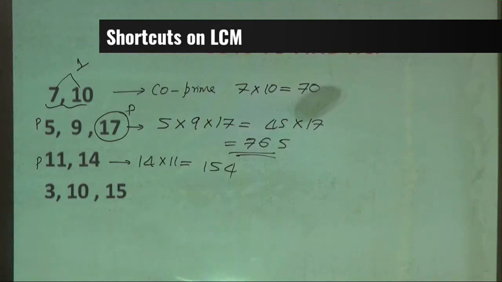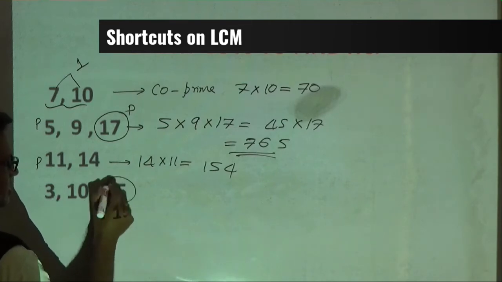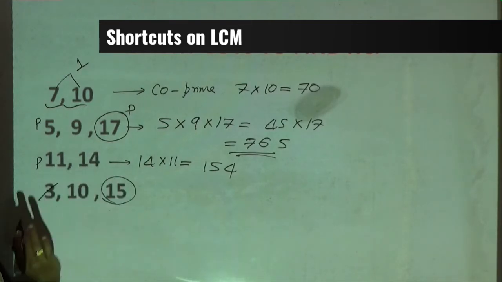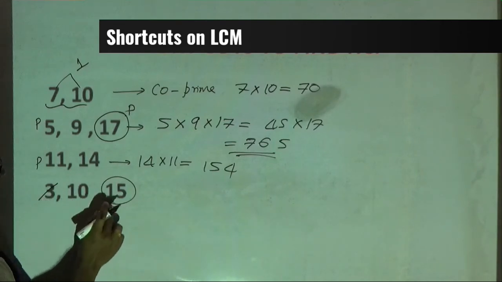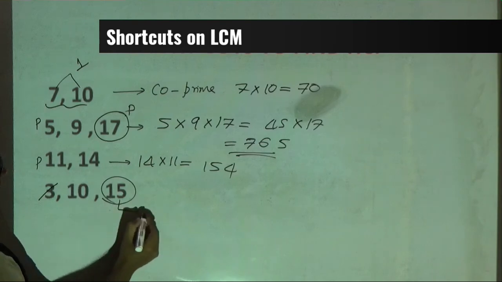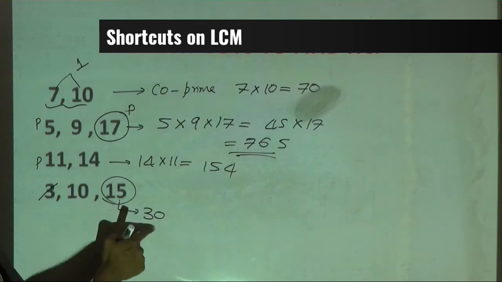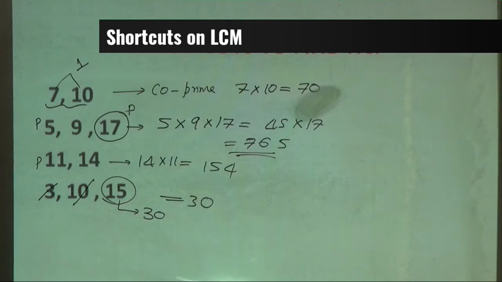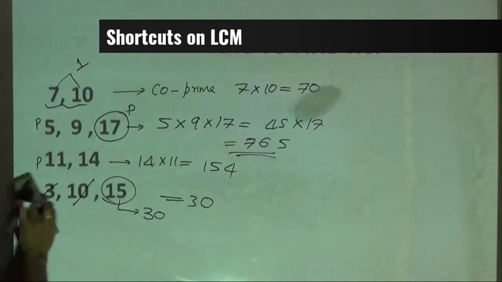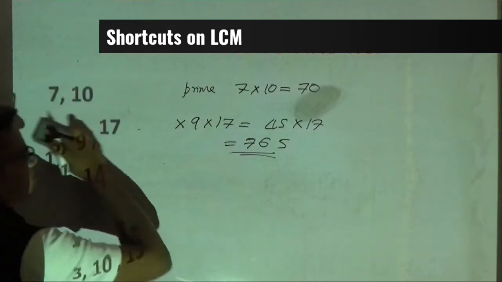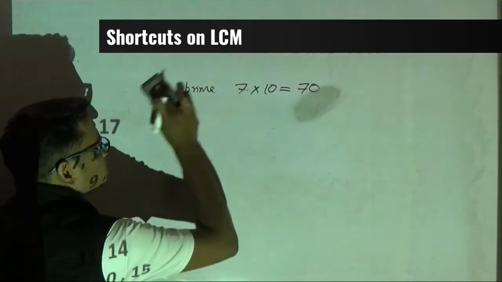I need to find out the LCM of 3, 10 and 15. Which is the biggest number among these? 15, right? Check whether from 3 I can divide 15. Yes, therefore ignore 3. Now, can 10 divide it? No. Then a multiple of 15: 2 times is 30. Can 10 divide 30? Yes. Therefore, the LCM is 30. See how quickly and accurately, in less than 10 seconds, I am finding my LCM. Hope you have understood up to this.